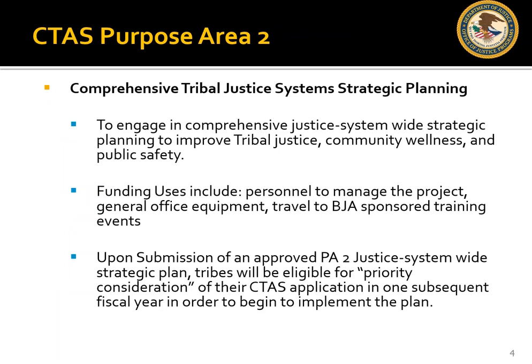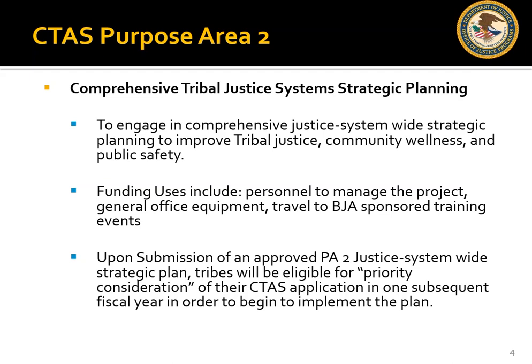Sure. Thank you, Julius. Good afternoon, everyone. Thank you for joining us today. The Comprehensive Tribal Justice System Strategic Planning Purpose Area, which is Purpose Area 2, is a jointly funded and managed effort of all 5 of the offices that participate in CTAS. So that's BJA, the Office on Violence Against Women, the Community-Oriented Policing Services Office, the Office on Victims of Crime, and the Office of Juvenile Justice and Delinquency Prevention. And all 5 offices do participate together in this.